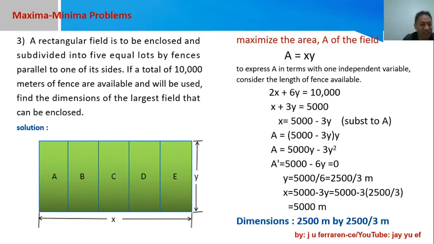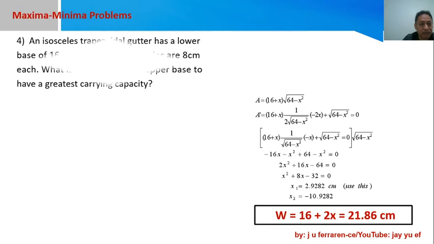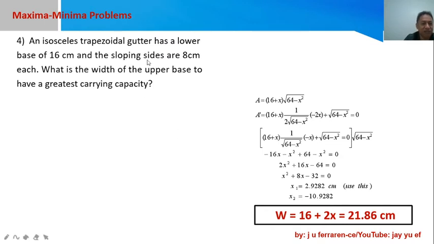Okay, now, let's proceed. There is an isosceles trapezoidal gutter whose lower base is 16 centimeters and the sloping sides are both 8 centimeters. What is the width of the upper base in order to have the greatest carrying capacity of the gutter? So we know what a gutter is.